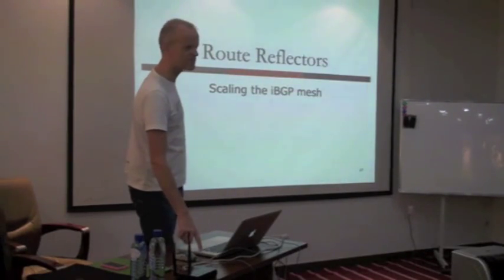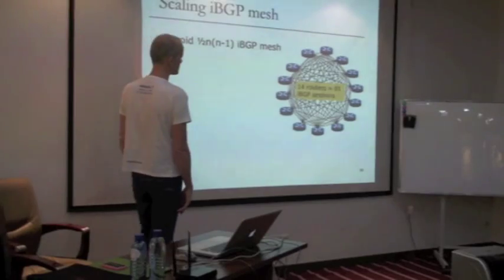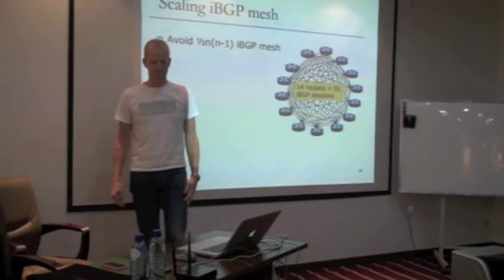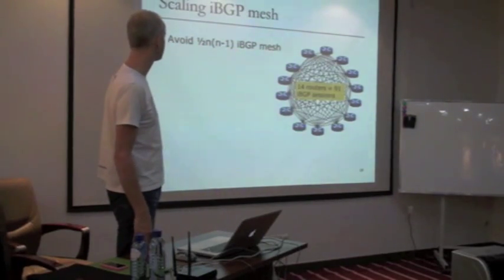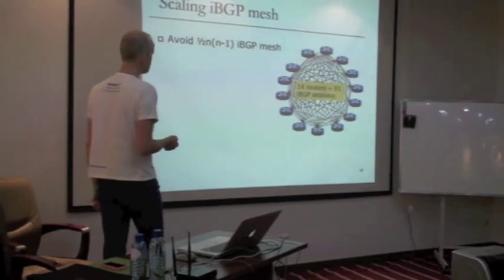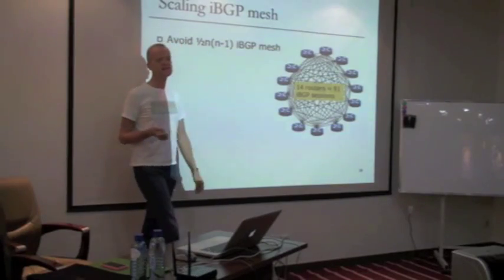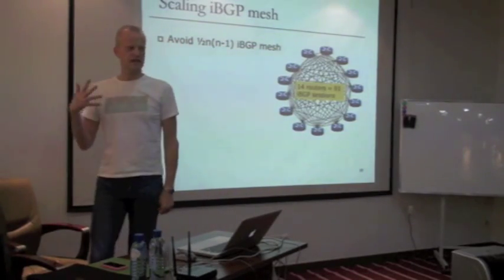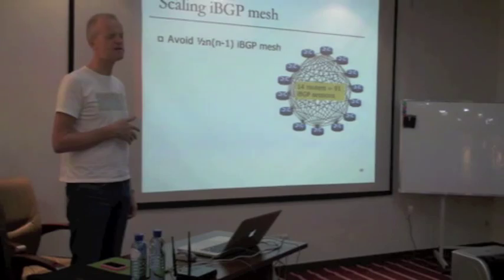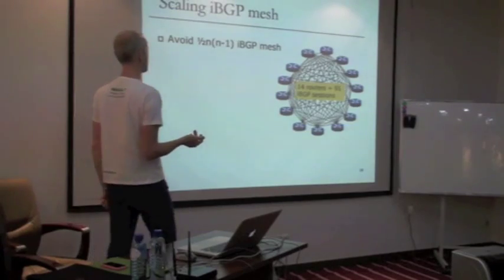Okay, the next one, route reflectors. This is how to scale IBGP. So here's our lab. We've got 14 routers, and it means we have 91 IBGP sessions running in the network. That's what we have at the moment, 91 IBGP sessions. Each router we add, the number of sessions goes up more or less by n squared. That's how the mesh goes up. So each router we add, it goes up by the square of the number of routers we have. So 15 routers would end up being what? About 110.